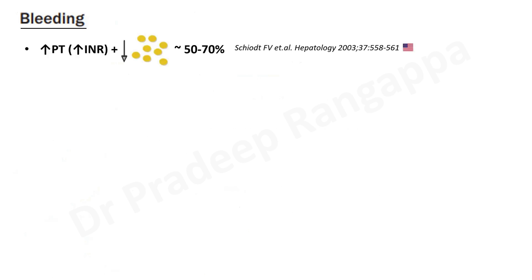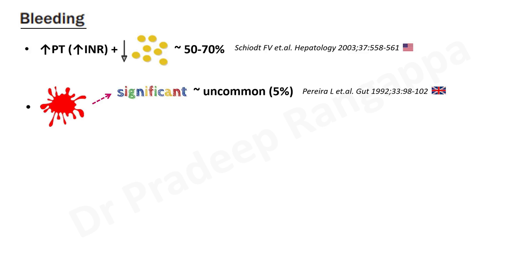And many of these acute liver failure patients, we said bleeding, they are at a risk of bleeding because they have high INR, and many of these patients have low platelets. And the studies have shown 50 to 70% of patients with acute liver failure have low platelets. But as you see, the risk of significant bleeding is very uncommon. So that is a very important message. Just because their INR is high, just because their platelets are low, it doesn't mean that they have life-threatening bleed. Studies have shown that the significant life-threatening hemorrhage is uncommon in acute liver failure.